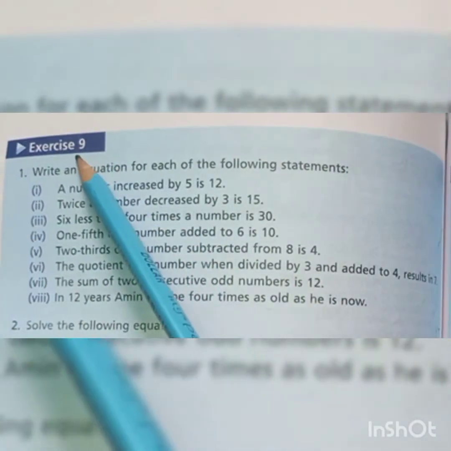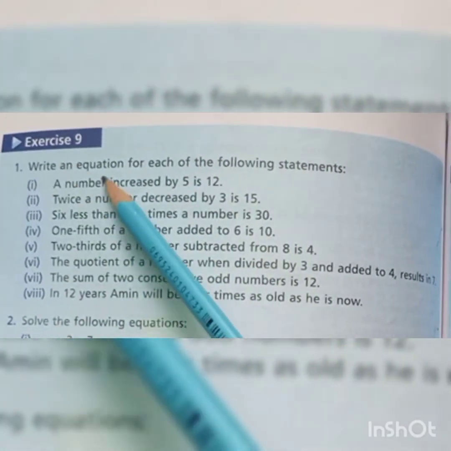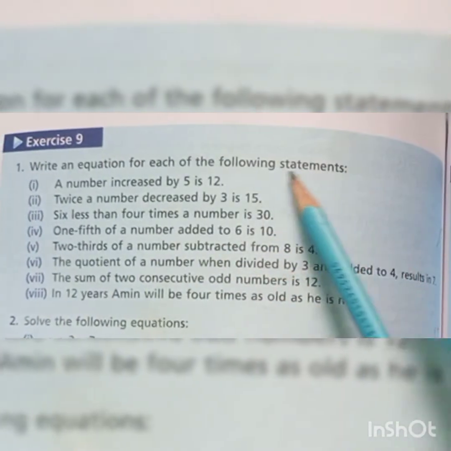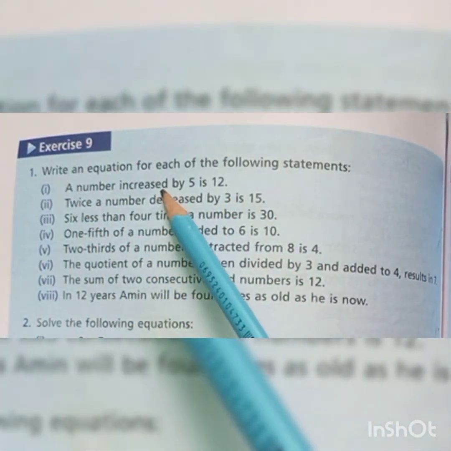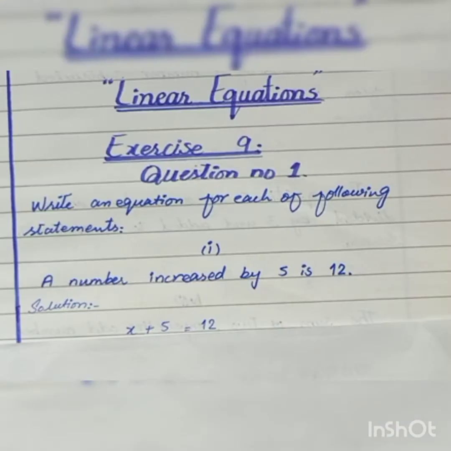Now let's start our exercise 9 and question number 1, that is write an equation for each of the following statements. Number 1: a number increased by 5 is 12. First of all, let a number be equal to x. Increased by 5 means 5 will be added to the number. So x plus 5 is equal to 12. A number, that is x, increased by 5 is 12.